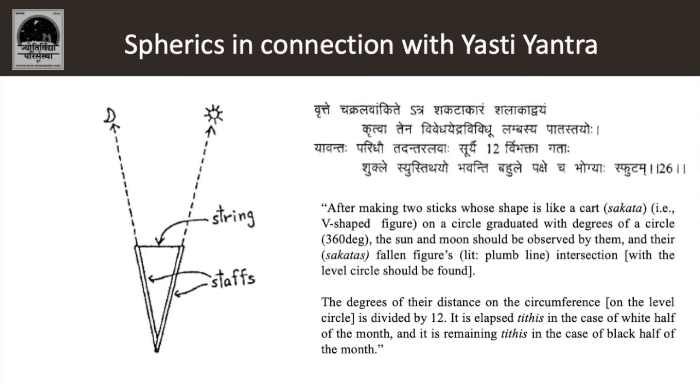If the angle is 12 degrees, it is Pratipada. If it is 24 degrees, it is Dwitiya, and so on. Just the table of 12 up to Purnima, when the angle will be exactly 180 degrees, exactly straight. Similarly, the process will continue in Krishna Paksha. So this is used to determine the elapsed tithi or the running tithi.